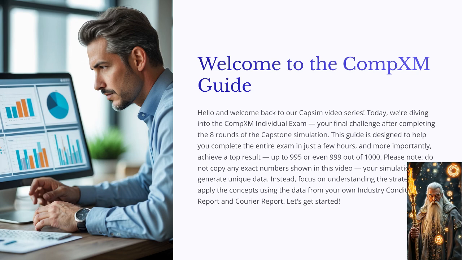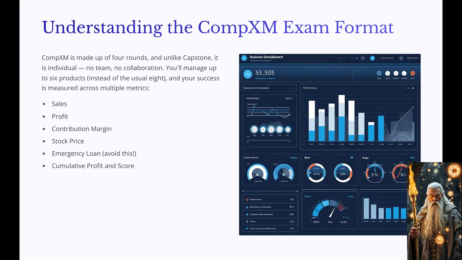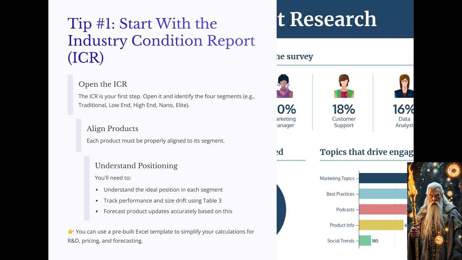Understanding the CompXM exam format. CompXM is made up of 4 rounds, and unlike capstone, it is individual, no team, no collaboration. You'll manage up to 6 products, instead of the usual 8, and your success is measured across multiple metrics: sales, profit, contribution margin, stock price, emergency loan. Avoid this. Cumulative profit and score.